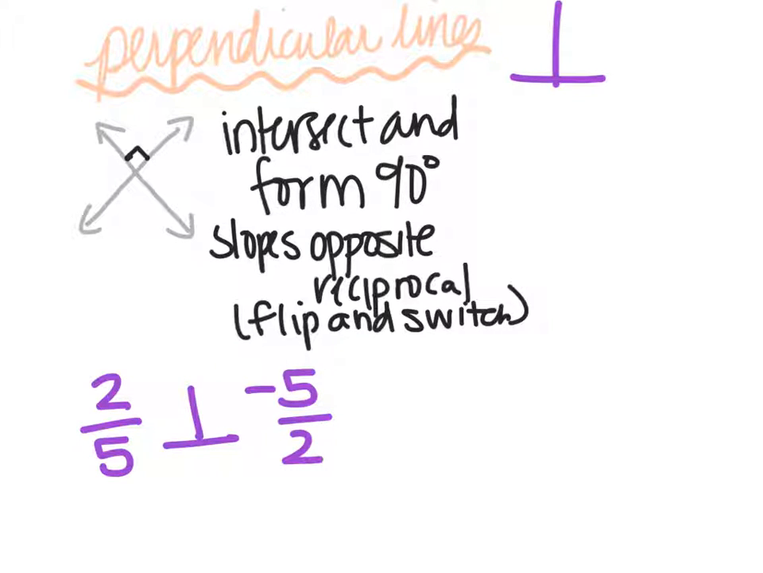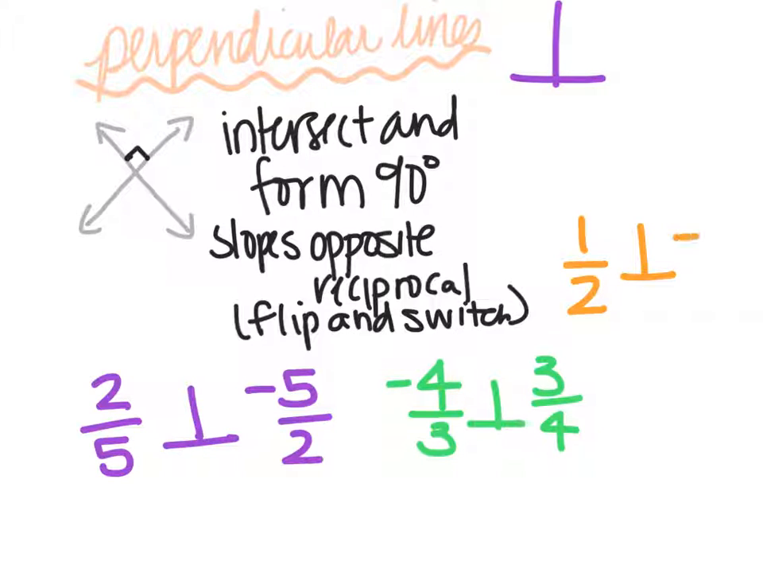Another pair of perpendicular lines would be negative 4/3 and positive 3 over 4. A third set would be 1/2 perpendicular to negative 2 over 1. And a fourth set would be 4 perpendicular to negative 1/4. Keep in mind that if I have a number that doesn't have a fraction, I can put a 1 in the denominator so that I can actually flip that fraction.